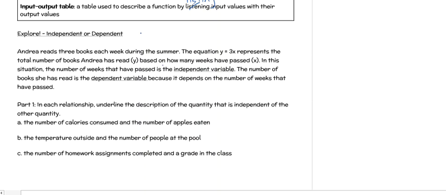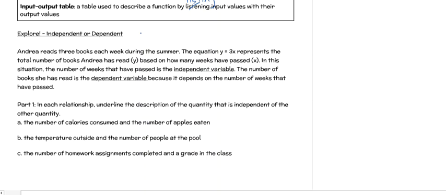So part 1, in each relationship, underline the description of the quantity that is independent of the other quantity. So I'm going to do 2 things. I'm going to underline the independent, and I'm going to circle the dependent. So maybe if you want to try this on your own, pause the video right now and try to see if you can figure out what the independent variable, the quantity is, and what the dependent quantity or variable is.